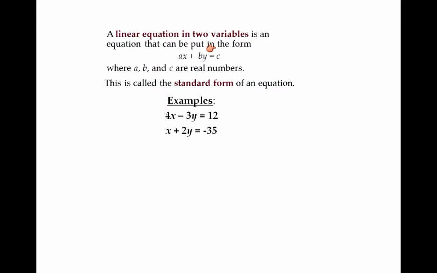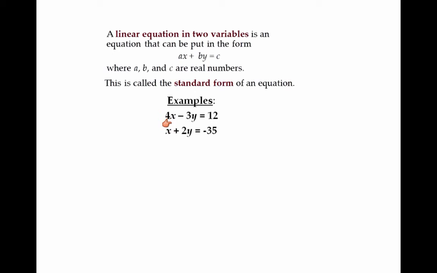A linear equation in 2 variables is an equation that can be put in the form ax + by = c, where a, b, and c are real numbers. And these are the examples. This is called the standard form. So every time somebody asks you to write the equation in standard form, that's what they mean. They want you to write it as ax + by = c.